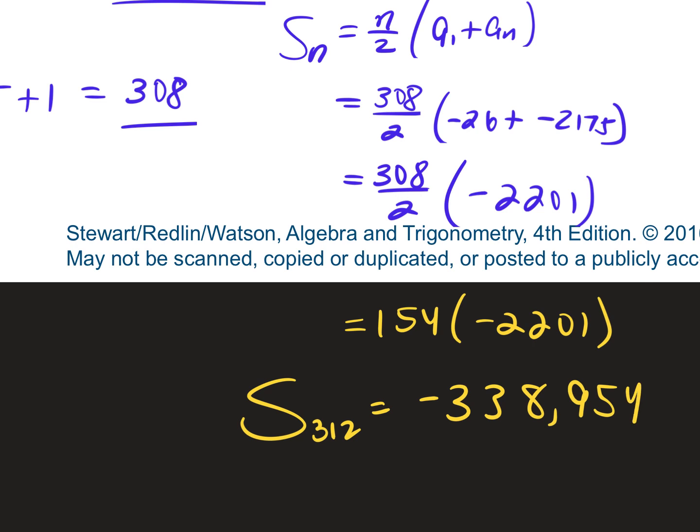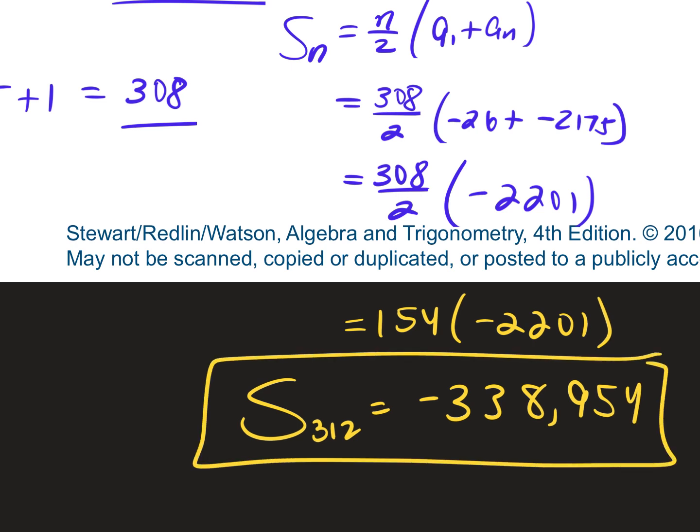So the sum from 5 to 312, you could just write the sum of that. You don't have to write the numbers out. You could just write it like this. The sum of all of these numbers from term number 5 to term number 312 is negative 338,954.